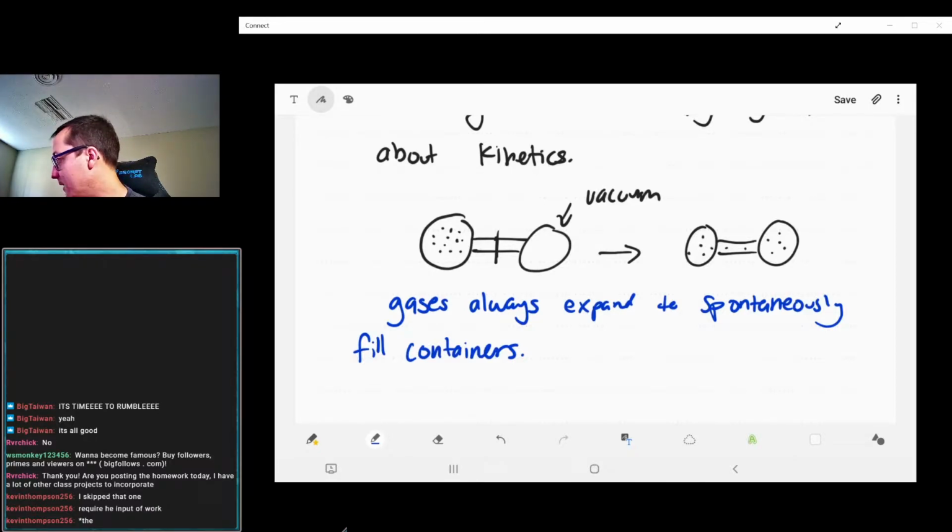Creature is panting. You can jump off the couch, dude. You don't have to stay up there.